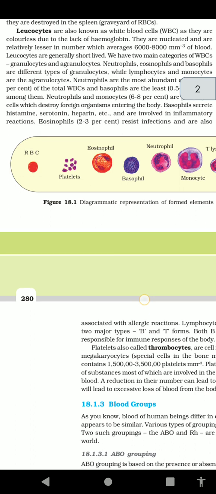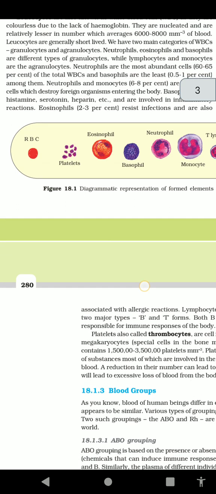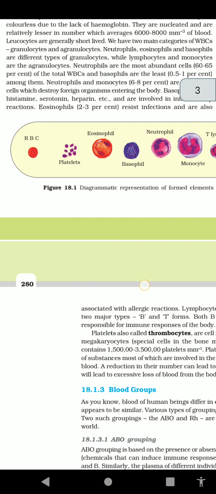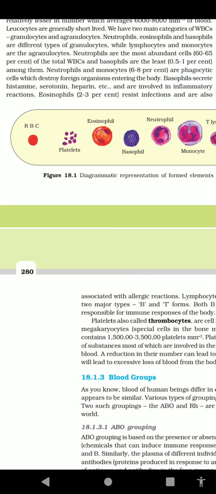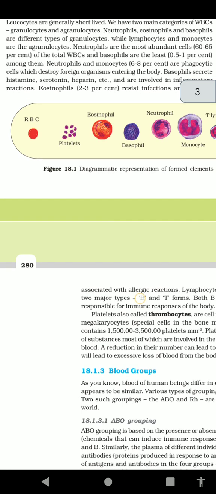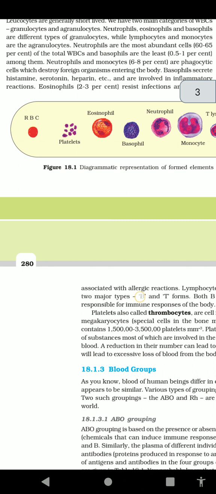Leukocytes are generally short lived. We have two main categories of WBC: granulocytes and agranulocytes. Neutrophils, eosinophils and basophils are the different types of granulocytes, while lymphocytes and monocytes are the agranulocytes. Neutrophils are the most abundant, about 60 to 65% of the total WBC, and basophils are the least abundant at 0.5 to 1%.